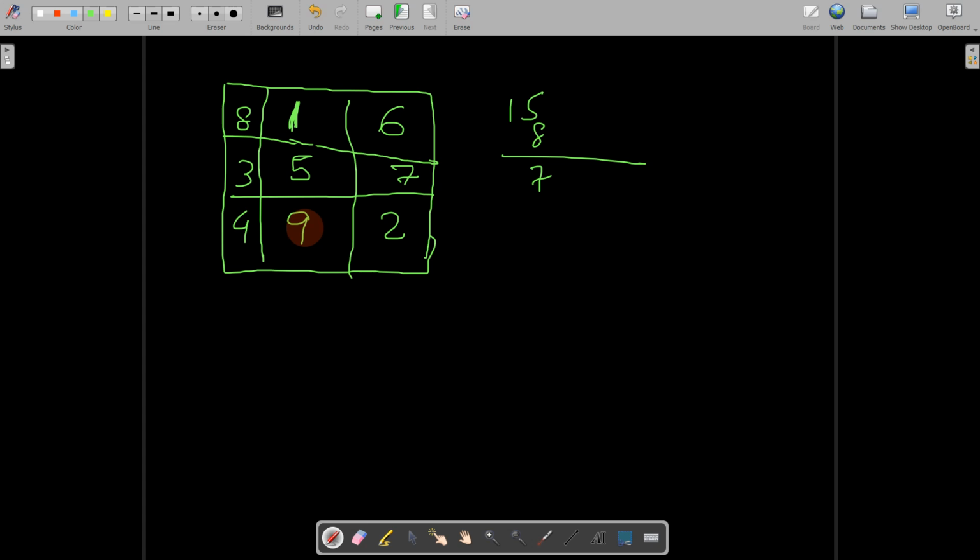Let's see. 9, 4, 6. 6 plus 9, 15. Yes, no problem. Yes, it is indeed a magic square. 8 plus 3, 11. 11 and 4 is 15. Yes, so this is definitely a magic square.